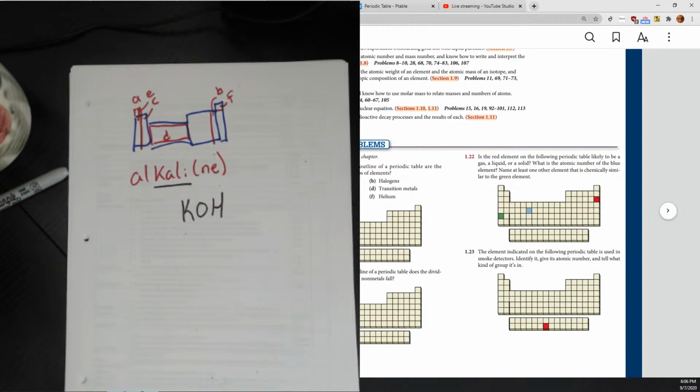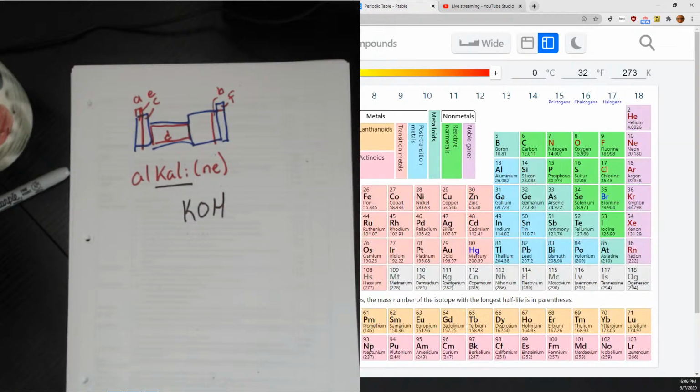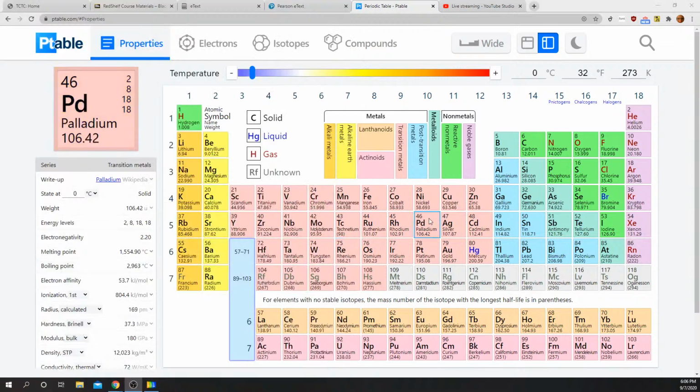What is the atomic number of the blue element? The blue element, transition metal, 1, 2, 3, 4 in the second column there. So that is molybdenum, element number 42.